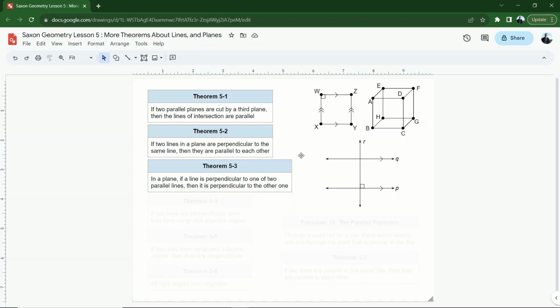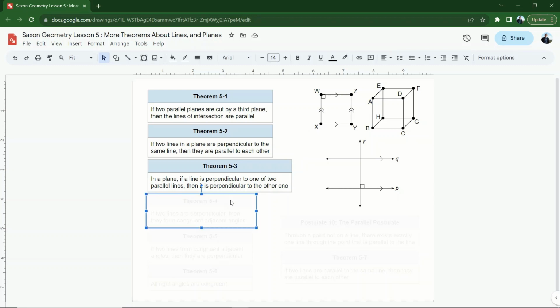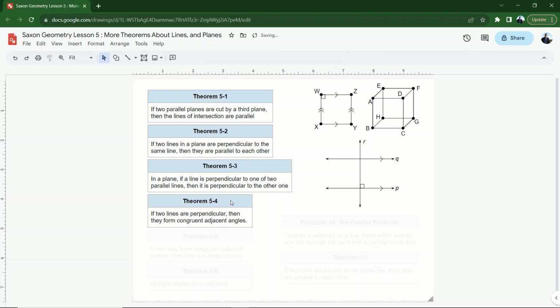Usually we're dealing with three figures at a time, but your brain can make sense of them with some slow, careful thought process. If two lines are perpendicular, then they form congruent adjacent angles. And this is another thing I hate when textbooks do. We don't define adjacent angles until lesson 6. But yet, here we are using the words adjacent angles.